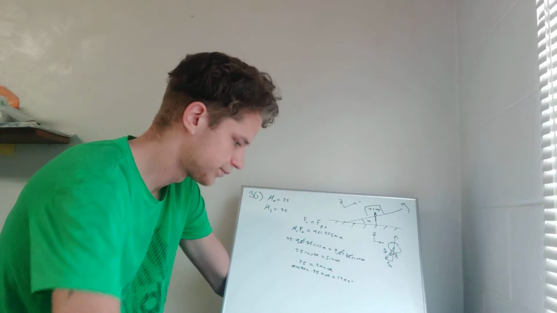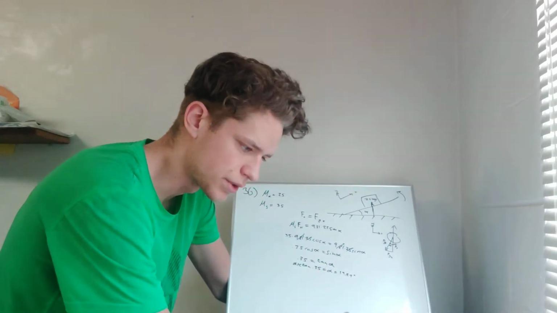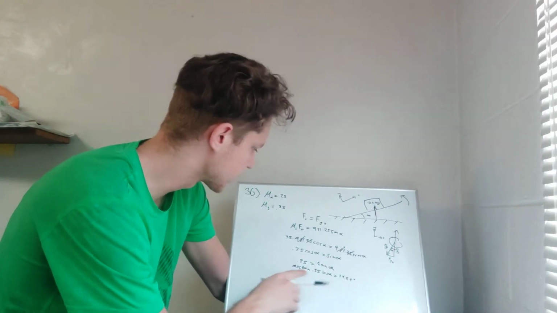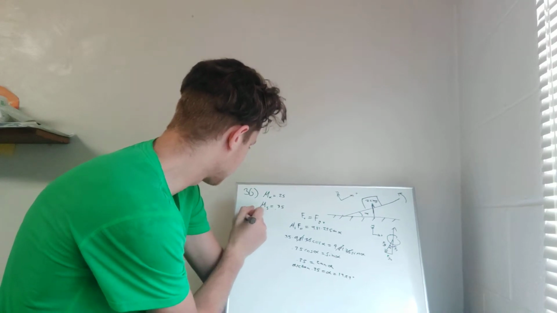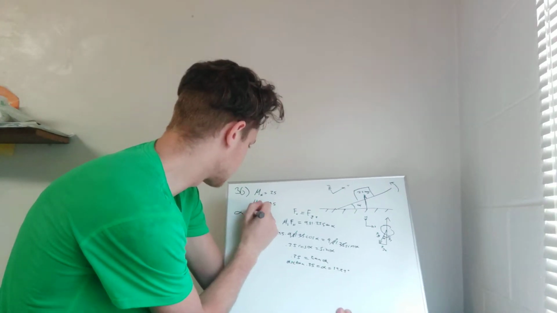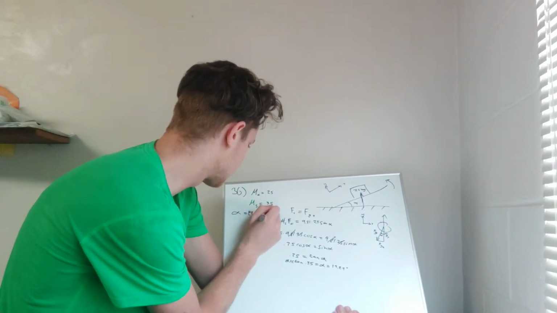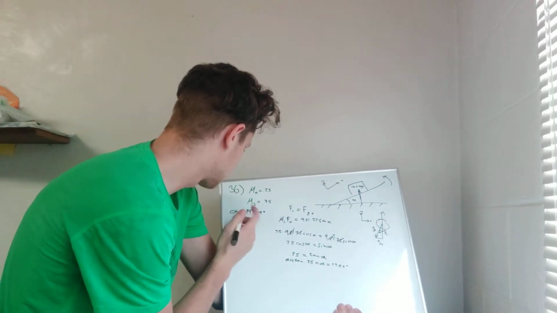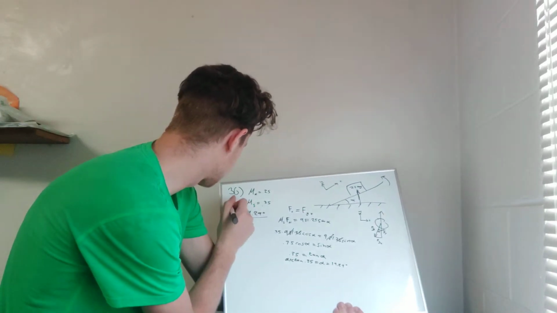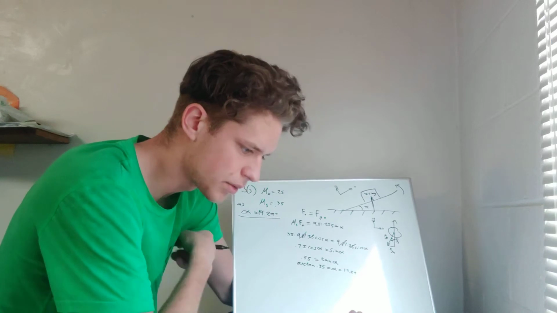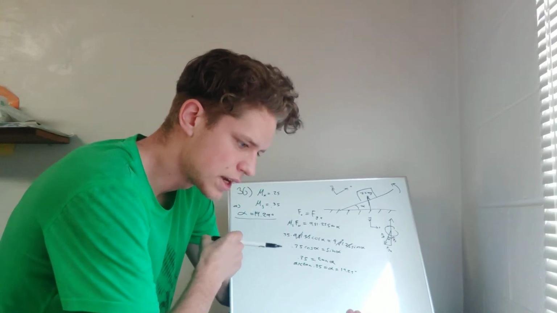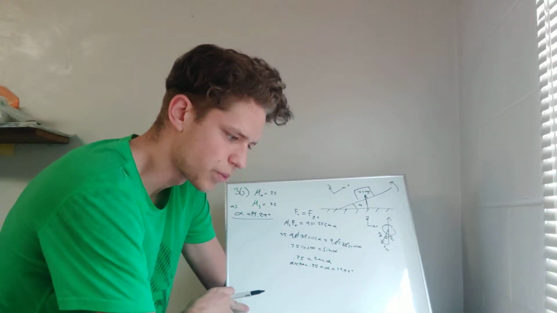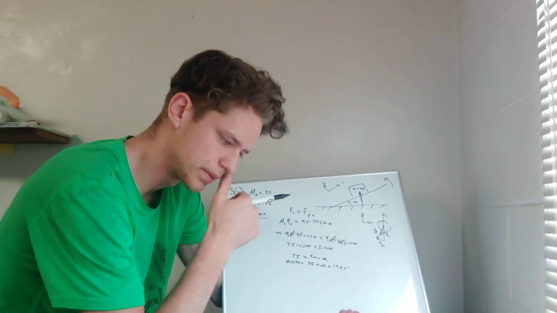Alright, so I believe that was the answer to the first one. The minimum angle that it starts to slip, alpha, equals 19.29 degrees. So that's part A. And then the next thing it wants us to figure out is, at this angle, find the acceleration once the box has begun to move.